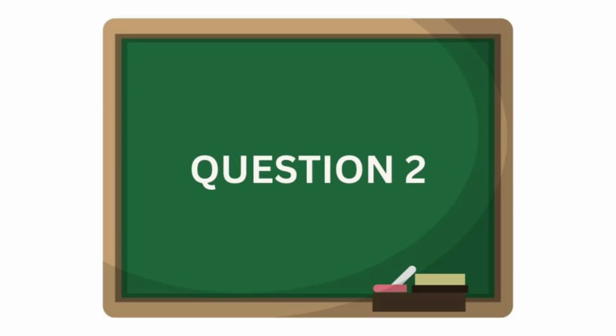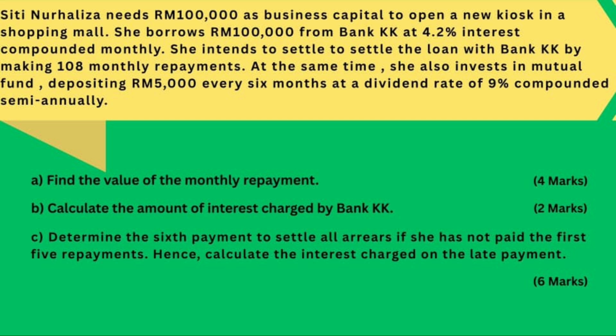Question 2. Siti Nurhaliza needs 100,000 as business capital to open a new kiosk in a shopping mall. She borrows 100,000 from Bank KK at 4.2% interest compounded monthly. She intends to settle the loan with Bank KK by making monthly repayments. At the same time, she also invests in a mutual fund, depositing 5,000 every 6 months at a dividend rate of 9% compounded semi-annually.